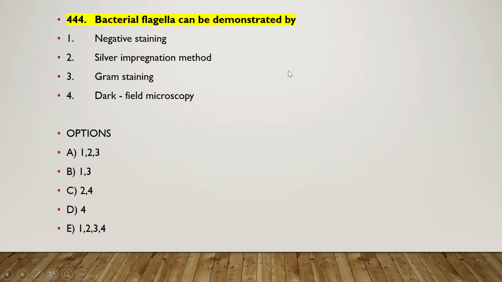Okay, next one is: bacterial flagella can be demonstrated by negative staining, silver impregnation method, gram staining, or dark field microscopy. And the right answer is option C. That is 2 and 4: silver impregnation method and dark field microscopy.